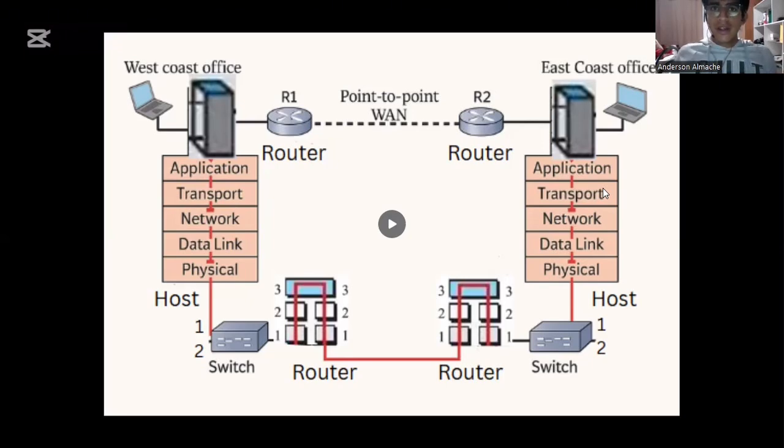In the diagram, the red vertical arrows represent the flow of the data through the TCP/IP layers within each host. The horizontal lines show how the data travels physically through switches and routers over the network.